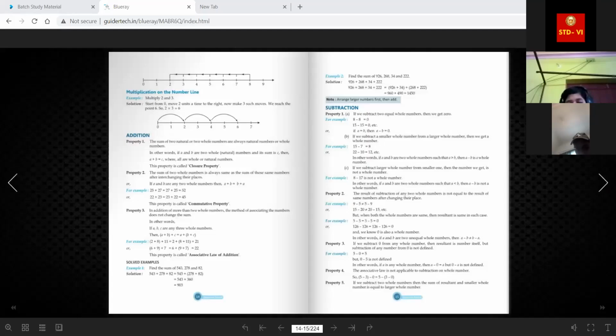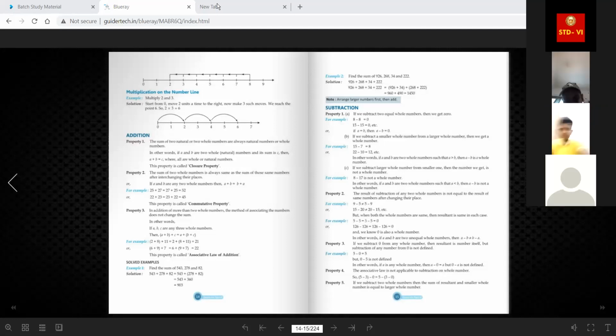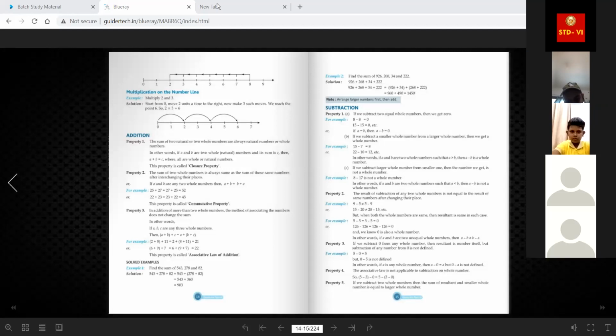Property number 3, I will start discussing. Now, property number 3 is written what? Property number 3 is written that if we subtract 0 from any whole number, then the resulting number is 0. But the subtraction of any number from 0 is not defined. Okay, for whole numbers, it is not defined.